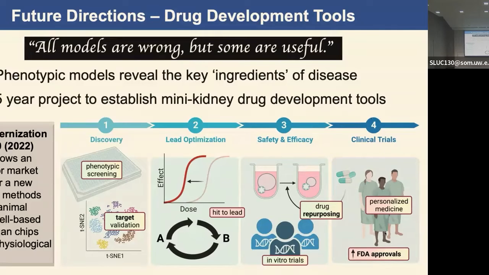And even when you're at the stage of clinical trials, there may be utility for having organoids as a system to investigate mechanisms that arise. And hopefully in the long run, this will lead to more FDA approvals for therapeutics for kidney disease, which we all recognize is a great need.